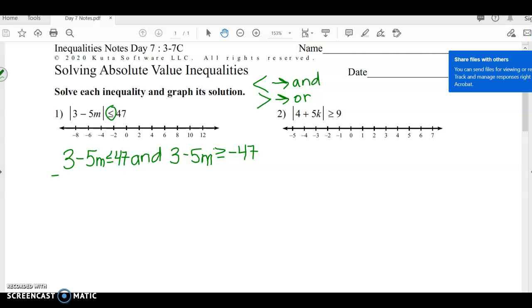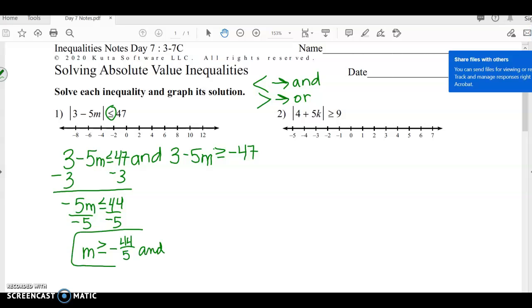So to move this positive 3, I would subtract 3. So I have negative 5m is greater than or equal to negative 50... wait, negative 5m is less than or equal to 44. 44 divided by negative 5, so I have to flip, is m is greater than or equal to negative 44 over 5. There's nothing that goes into 44 and 5 besides 1, so I can leave it as 44 over 5.